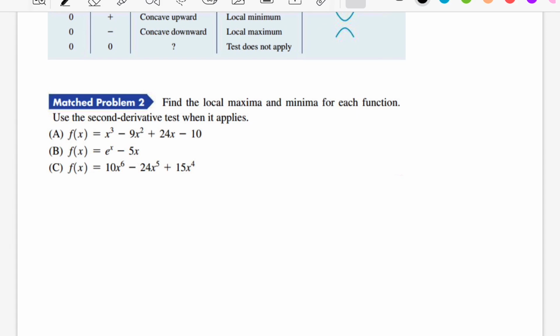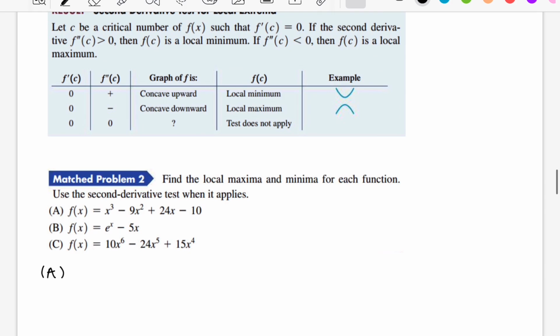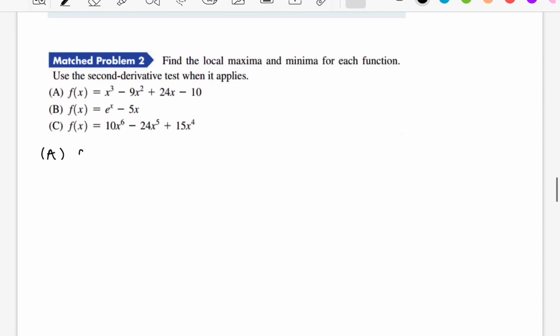So starting with part a here, first we want to find the derivative and the critical numbers, and then evaluate our second derivative at that critical number and look at its sign. So first thing we'll do is find the derivative of our function. So we'll get this here. We know that this is going to be defined everywhere, so our only critical number is when our function is equal to 0.